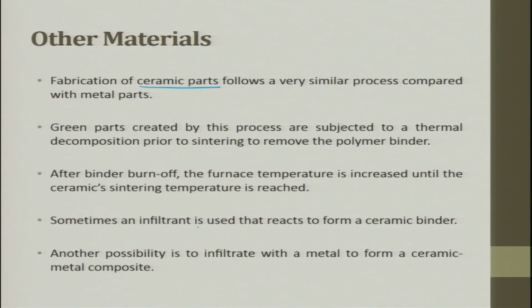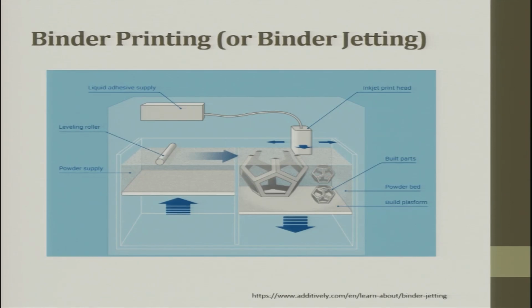Sometimes an infiltrant is used, a reactant to form a ceramic binder. Another possibility is to infiltrate with metal to form ceramic-metal composites. So, this is the process of binder jetting. So, we have a liquid adhesive supply. This is a liquid printing head. So, this is a powder bed. We have the powder bed. This is a building platform. This is a powder bed, and this is a build part.